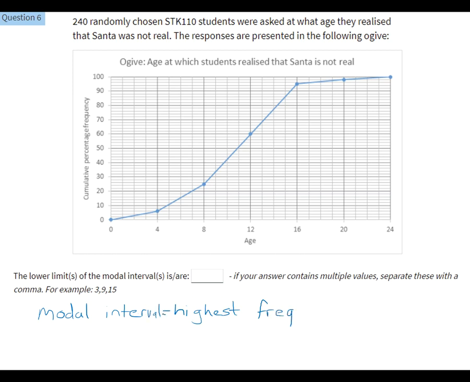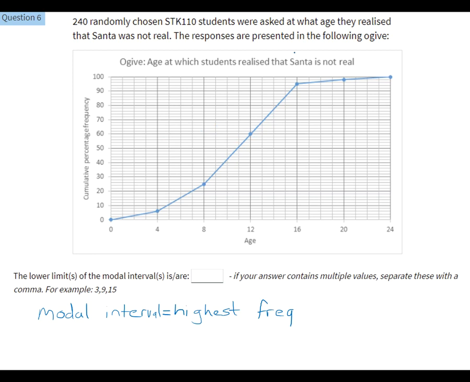And we can see which interval has the highest frequency by looking at the steepness of the curve. So if we look here, we can see there's not much of an increase from 0 to 4. There's a bit more of an increase between 0 and 8. Then there's a steep increase. There's a steep increase here again, and then not much of an increase. So if we have only one mode, it has to be one of these two. It's possible that we have two as well.